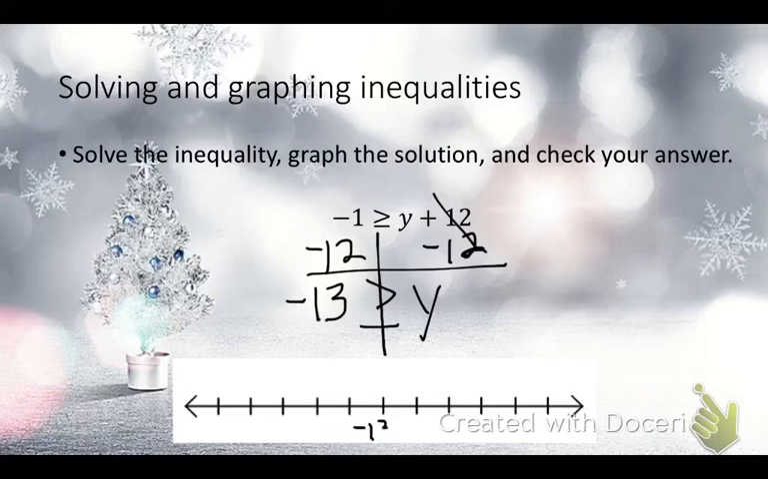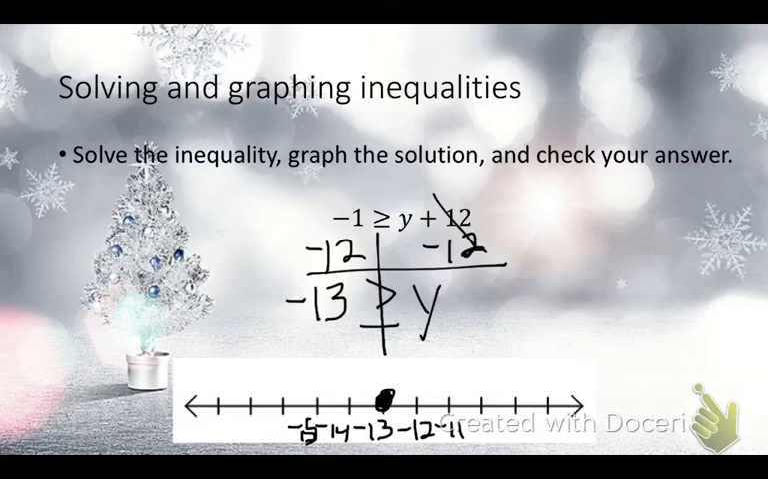So I do need to graph my answer. So I'm going to go ahead and make a number line down here as best as I can. And as I look at this here, I see that it is a greater than or equal to symbol, so I'm going to have a filled in or closed circle on the -13.